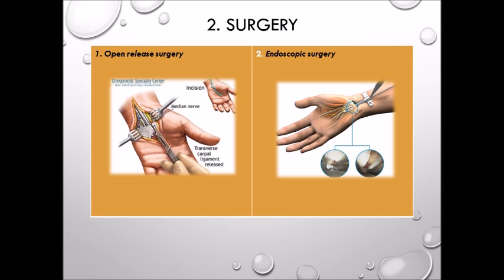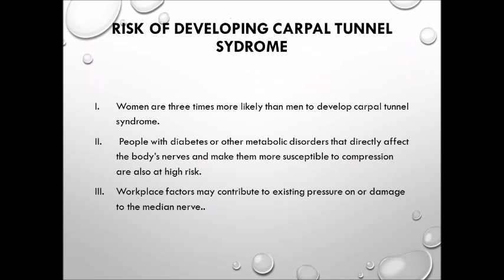CTS usually occurs only in adults. Workplace factors may contribute to existing pressure or damage to the median nerve. The risk of developing CTS is not confined to people in a single industry or job, but may be more reported in those performing assembly line work such as manufacturing, sewing, finishing, cleaning, and meat packing than it is among data entry personnel.